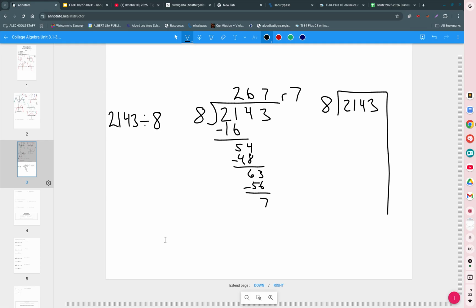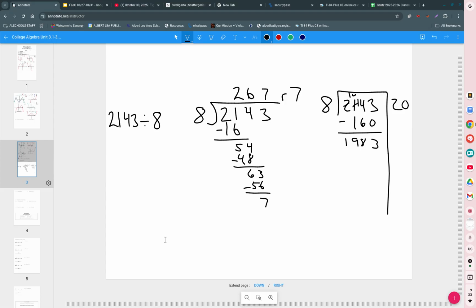Here's how some people are learning division, okay? They don't know how many times 8 goes into 2,143. So they make a guess. They say, well, I'm guessing it goes in 20 times. Well, 20 times 8 is 160. So then they subtract it. And they get 3, they borrow, they get 8, they borrow, they get 9 and 1.